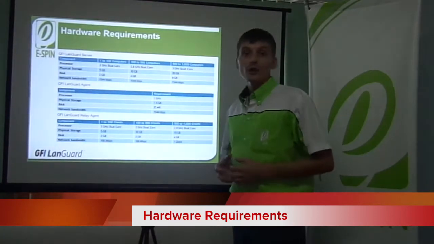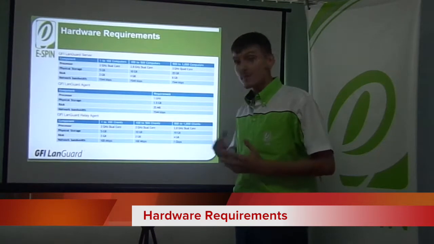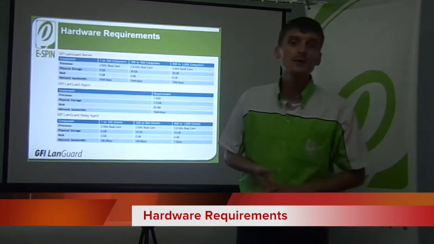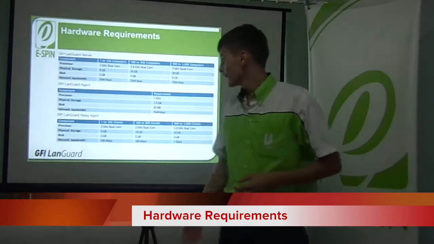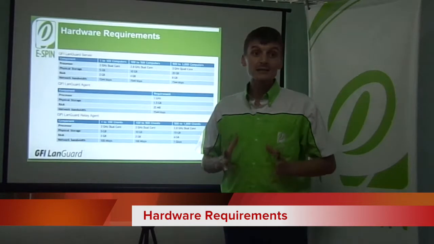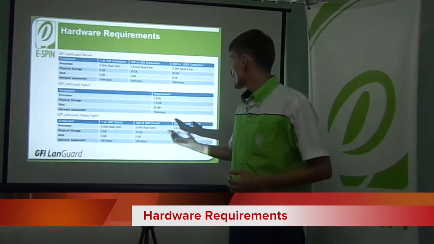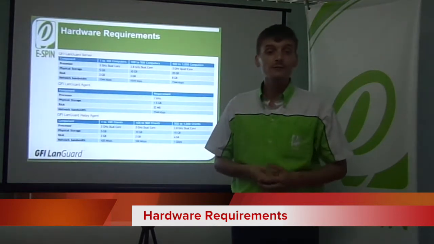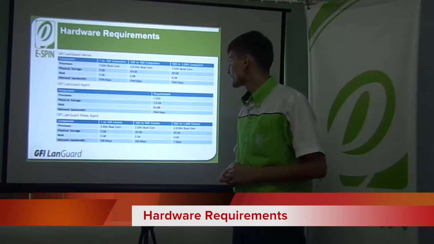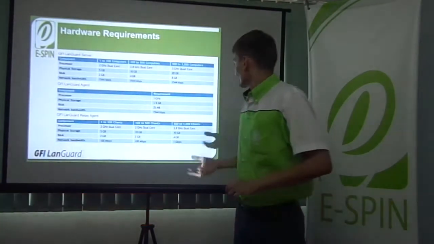Random access memory is 2 GB for the small environment, 2 GB for the medium as well, and 4 GB for the large environment. Network bandwidth is 100 megabits per second for the small and medium, and 1 gigabit per second for the large environment, for good scanning and provisioning capability.